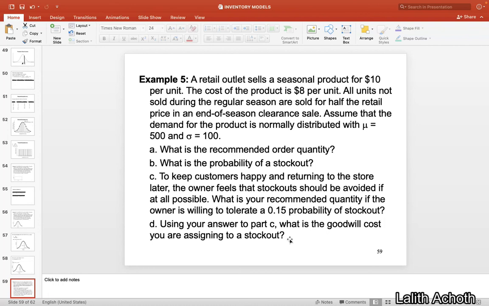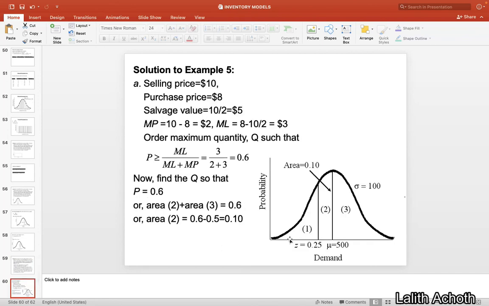What is the probability of stock out? That is very important. To keep customers happy and returning to the store later, the owner feels that stock out should be avoided, if at all possible. What is your recommended quantity if the owner is willing to tolerate a 15% probability of stock out? That is important for you. Then, using your answer on part C, what is the goodwill cost you have assigned to a stock out?